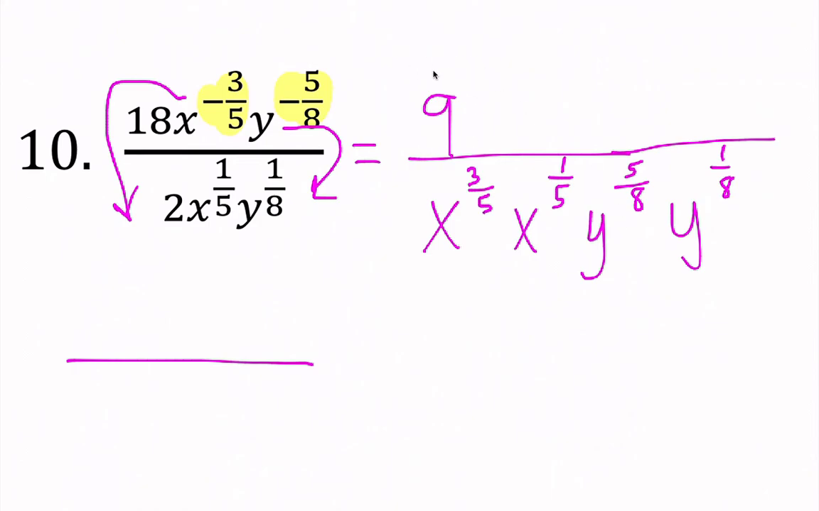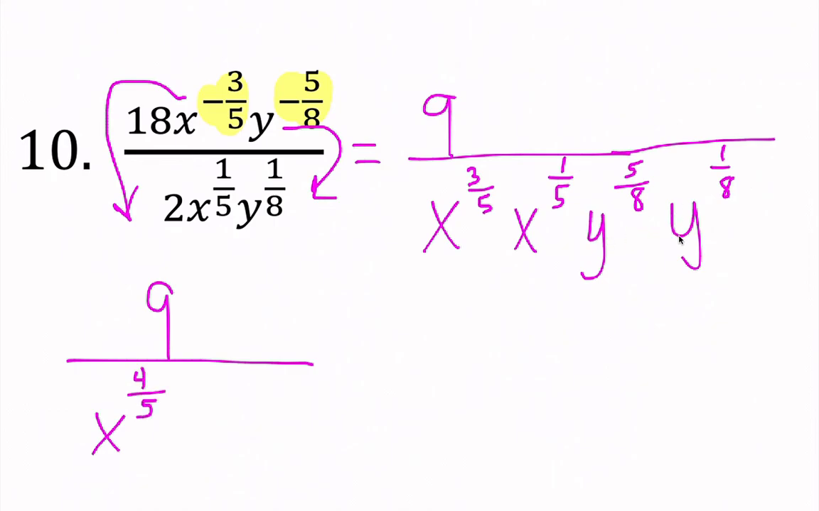Well, the only thing on top is my 9, so I have a 9 on top. I have x's here and here on the bottom. So I know x is the only place x is on the bottom, so that's where it goes. But when I have x's here and here, both on the bottom, and I'm multiplying by more x's, remember the rule is to add these together. So I'm going to take this 3 over 5, and I'm going to add 1 over 5, and that's going to give me 4 over 5.